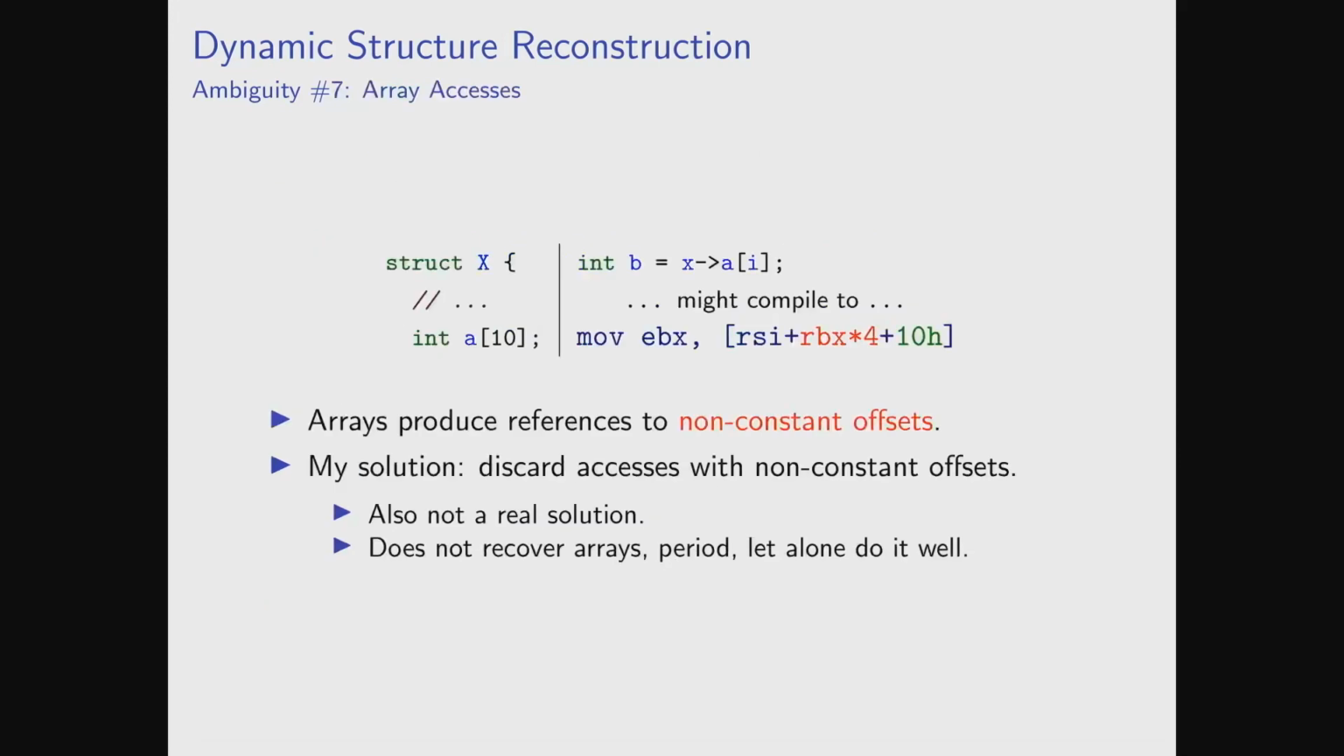And finally, array accesses produce non-constant offsets. Here we have this RBX times 4 within the memory access. I have some ideas for what to do about this in the future, but for now, I'm just not handling this case at all. I just punt anytime we see an access with a non-constant location, just throw it away. No, it's not a real solution, obviously.